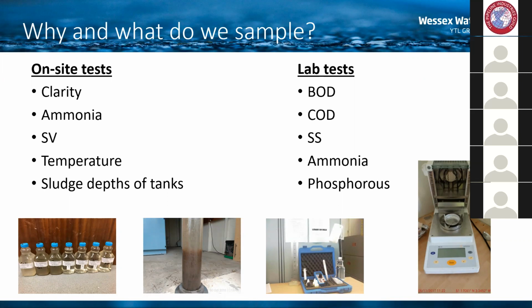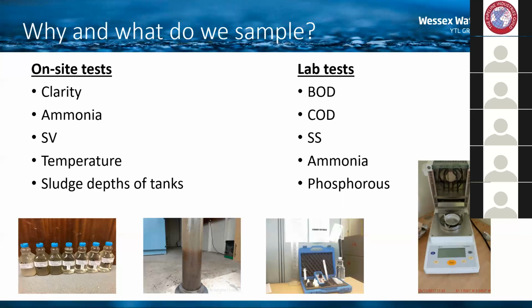We also measure the temperature, so bacteria work better at warmer temperatures. In the winter, they don't always work as efficiently. So we monitor the temperature to make sure that we're at a level where we're happy that we're going to see performance. And then, as touched upon already, we also look at the sludge depths in the tanks to make sure that we get a really nice compact sludge blanket and there's minimal suspended solids carryover. So those are some of the on-site tests we do.